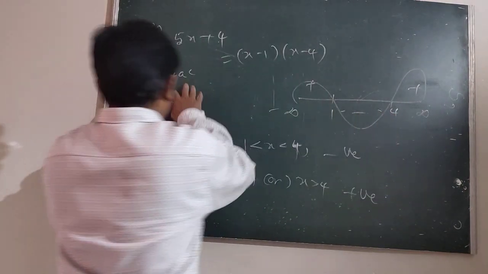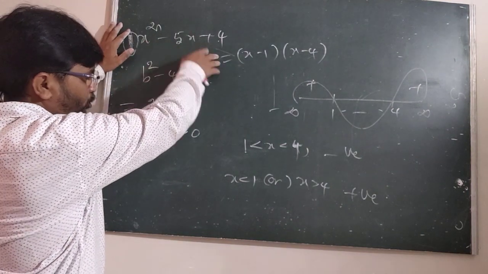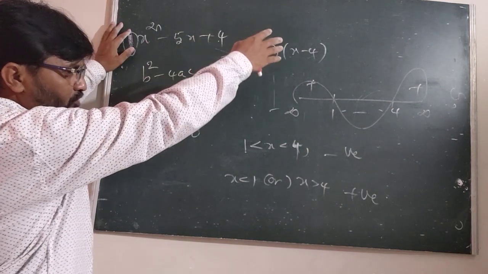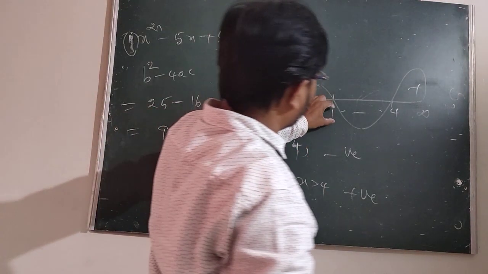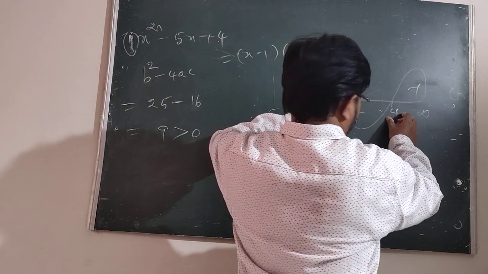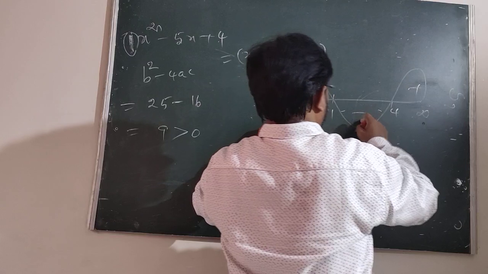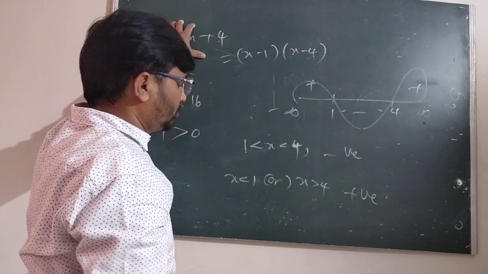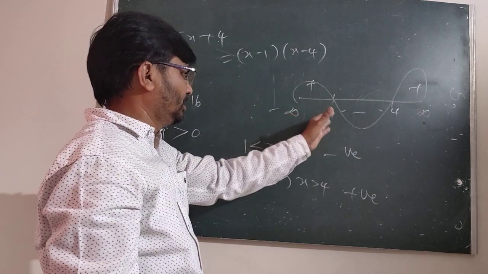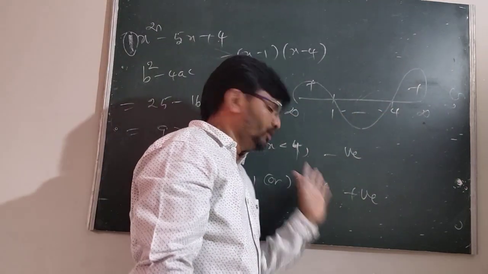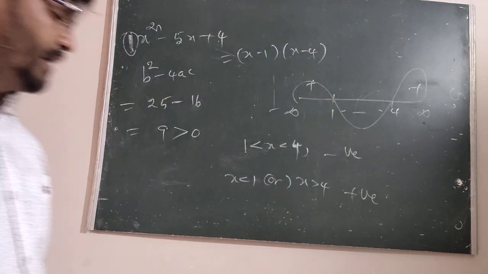First, when the discriminant is greater than 0, we find the factors or the roots, minus b plus or minus root of b square minus 4ac, by 2a. Then write the smallest root on the left hand side and the bigger one on the right hand side. So take the number line from minus infinity to infinity. From the wavy curve method, plus, minus, plus. If it is less than 0, then you take 1 to 4. If it is greater than 0, that is minus infinity to 1, union 4 to infinity. This is the sign of the quadratic expression.